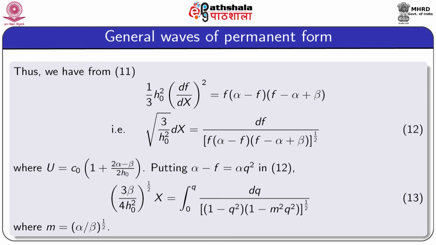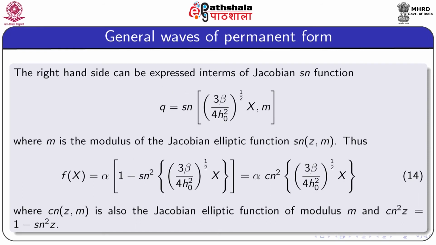and this is the famous elliptic integral. So, its solution can be written in terms of the Jacobian sine function. So, q equals Sn of 3 beta by 4 h0 square to the power half into x, m, where m denotes the modulus of the Jacobian elliptic function Sn(z, m).